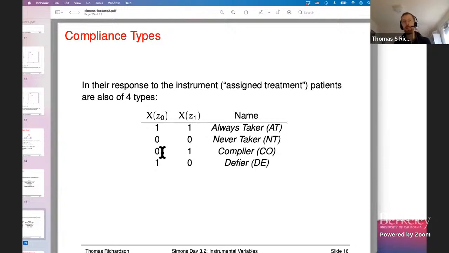Okay, so a complier is someone who does as they're told. The defier is a person who does exactly the opposite. There are a lot of defier three-year-olds out there in my experience. And then an always taker is the person who's always going to take, and a never taker never takes. So in the study that we were talking about before, if you're in the control arm, you had to get zero. Therefore in that study, we only had never takers and compliers. There were no always takers or defiers.